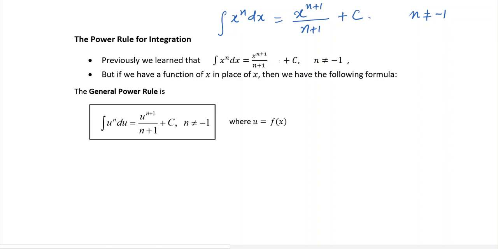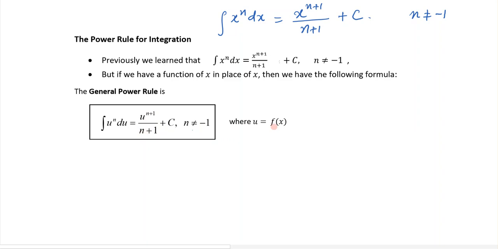But we can extend the same formula for the powers of other functions, when we don't really have x, but we have some other function in place of x. So the general power rule is, if u is any function f(x), the integral of u raised to power n du is equal to u raised to power n+1 divided by the same new power, plus c, and n should not be equal to -1 because the denominator cannot be equal to 0.